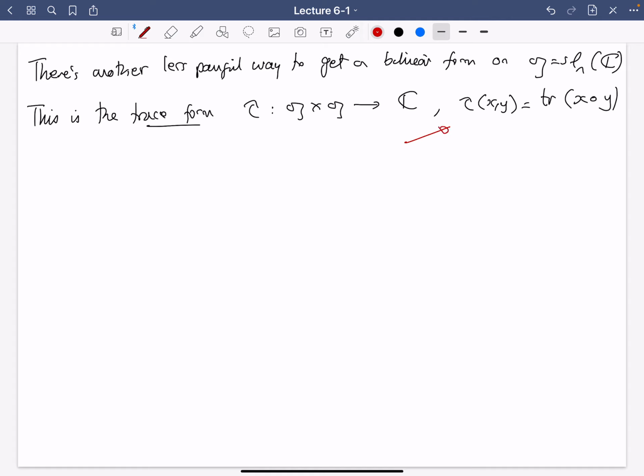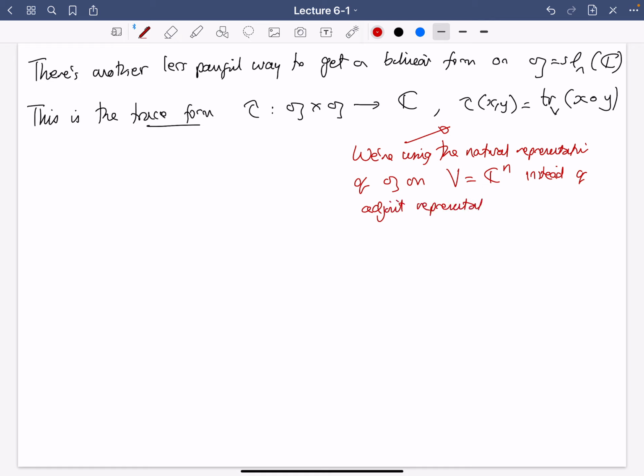So really what's going on here is that we're using the natural representation of G on the vector space V equals C to the n, right? SLn is already given as a Lie algebra of n by n matrices, and so I'm just taking the trace of these endomorphisms x and y on the vector space V. This is just a composition of endomorphisms of V. So I'm just using this in place of the adjoint representation. The killing form is defined by the adjoint representation.